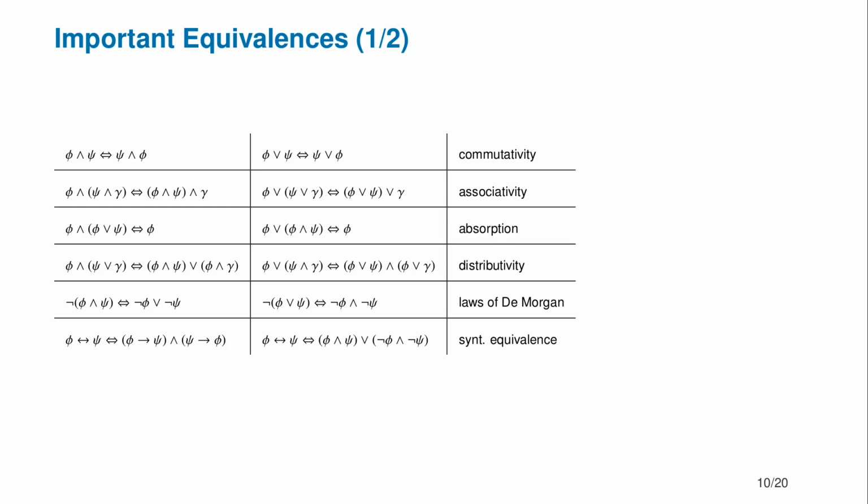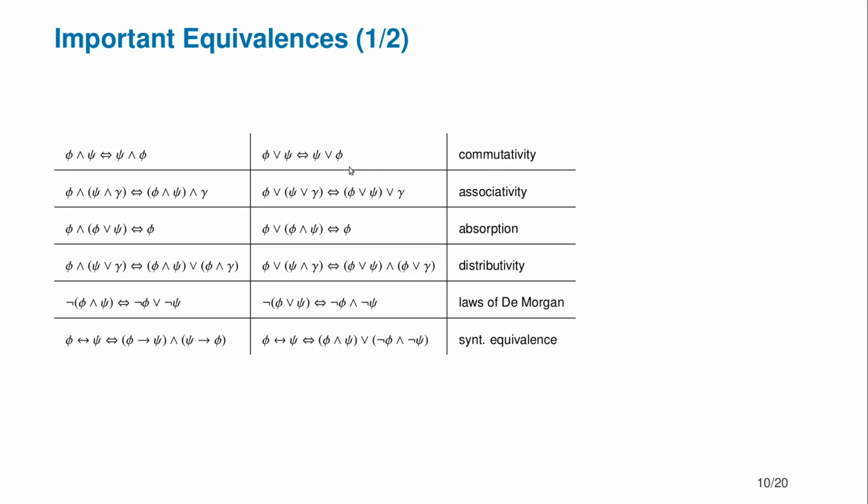Then some important equivalences which you should know. I go very quickly over this, but you should really know this by heart. These are core properties of propositional logic. So conjunction is commutative. You can swap the order of the subformulas and it doesn't change the value. So if you have phi and psi, then this is the same as psi and phi, same for the disjunction.